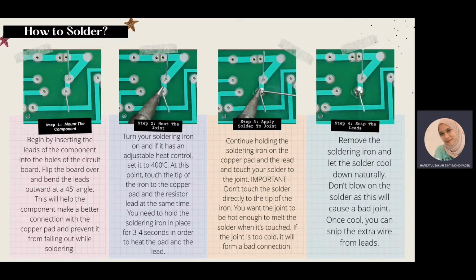Step 4. Snip the leads. Remove the soldering iron and let the solder cool down naturally. Don't blow on the solder as this will cause a bad joint. Once cool, you can snip the extra wire from the leads.